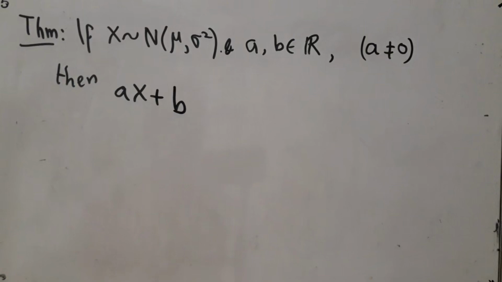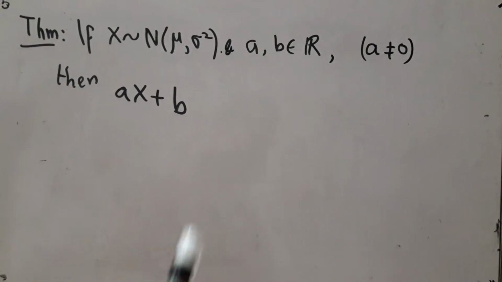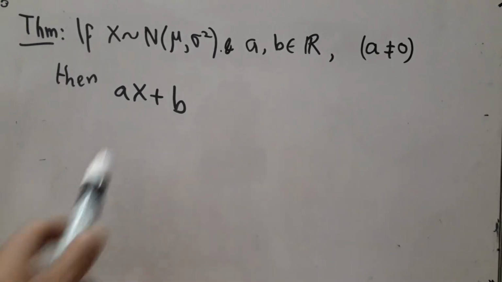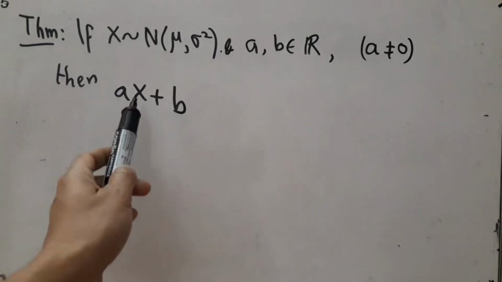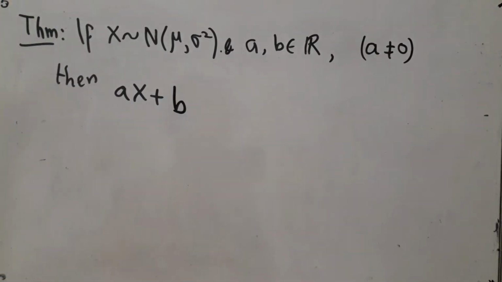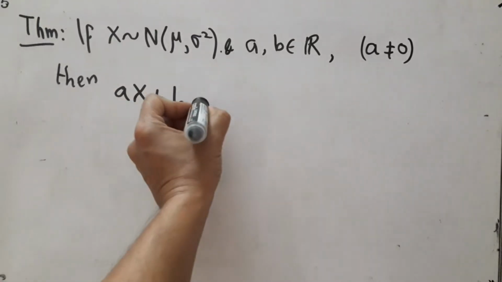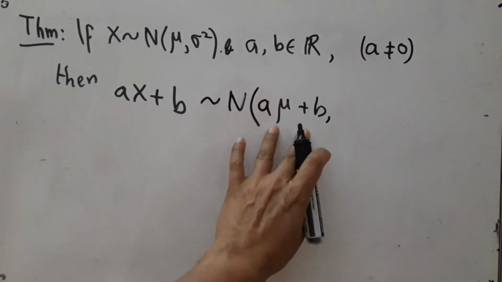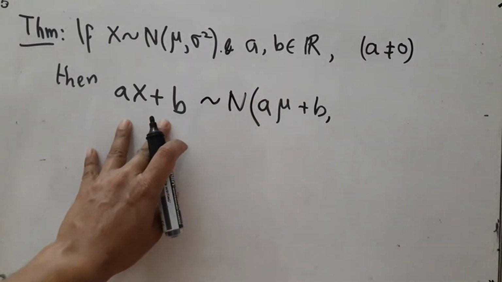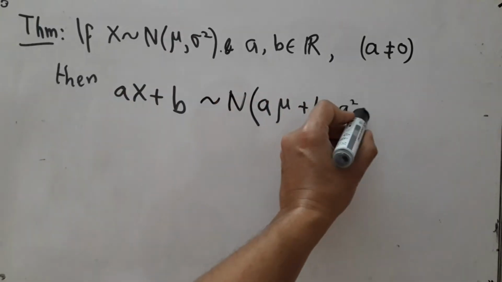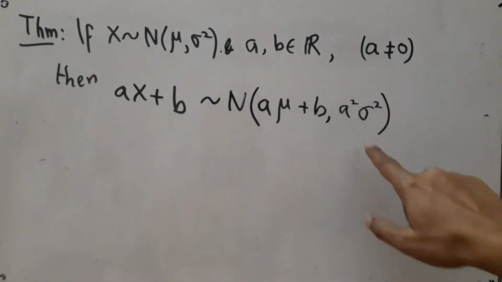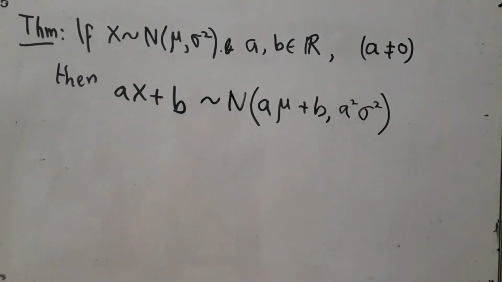Well, here is the first theorem, an extremely useful one. It says that if X is a normal mu sigma square random variable and I give you any two numbers a, b in R where the first one is non-zero, then aX plus b, that is you are scaling X by a and giving it a shift by an amount b, will again have a normal distribution, and the parameters are a mu plus b. So mu transforms exactly the same way as X does, and this one becomes a square sigma square. That's why we need a not equal to 0, otherwise this will become 0.